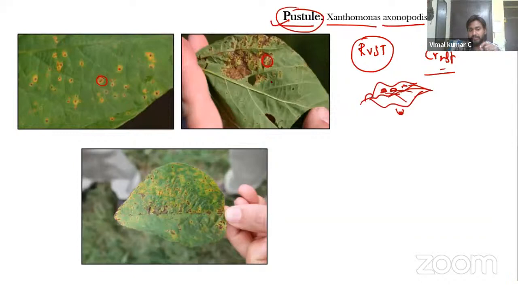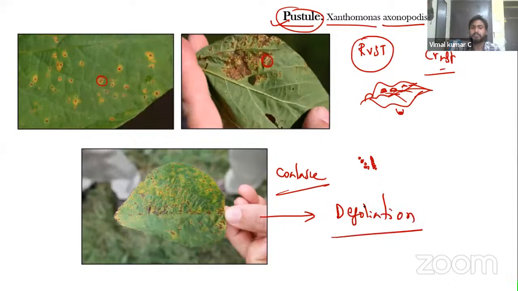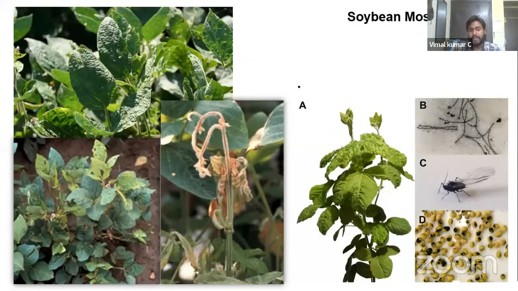Then once the infection progresses, you can see coalescence, right? Coalescence is nothing but the spots joining together, like this. So the entire leaf will become necrotic, followed by premature defoliation. So these are all the bacterial diseases with respect to soybean.